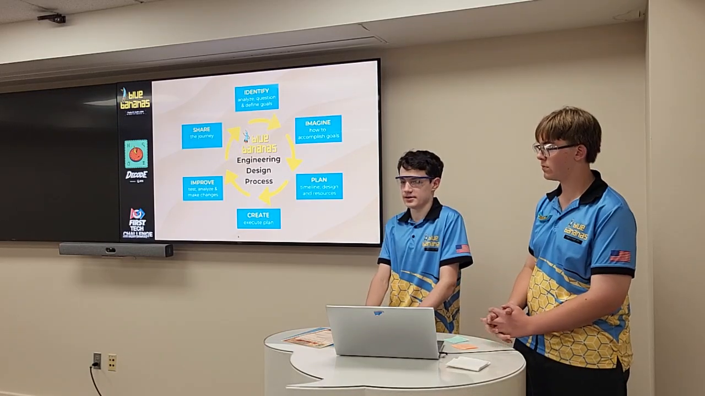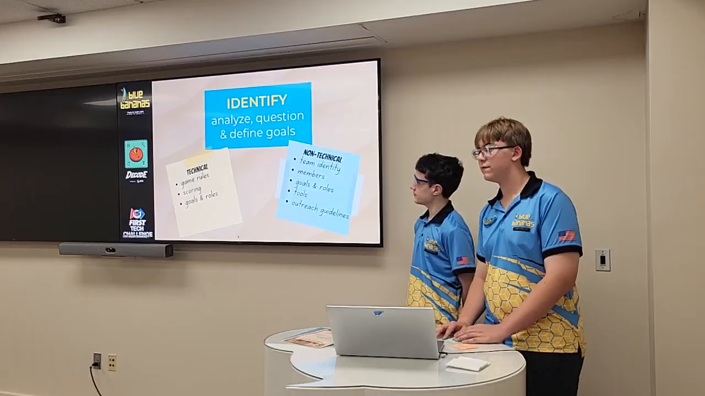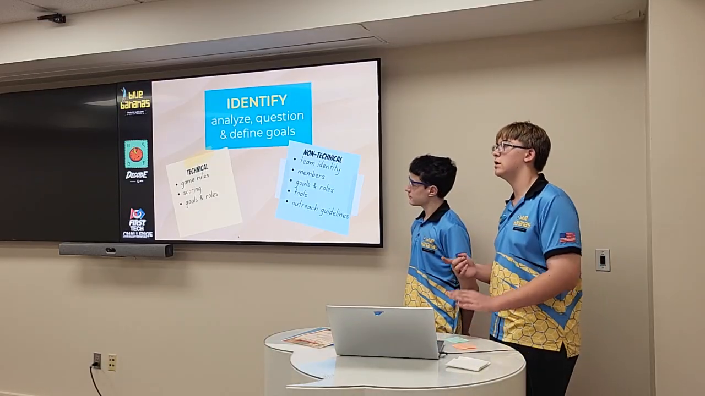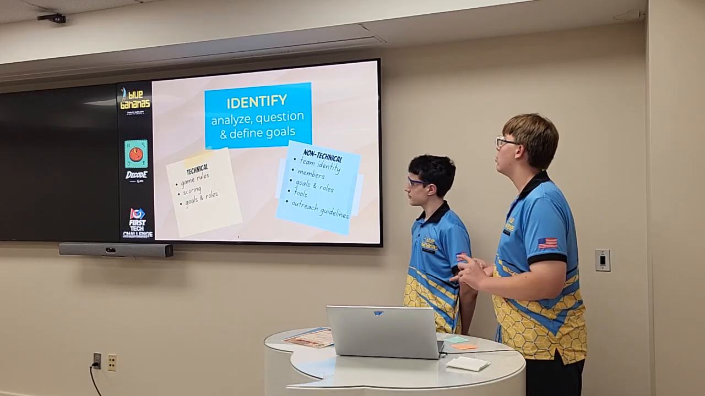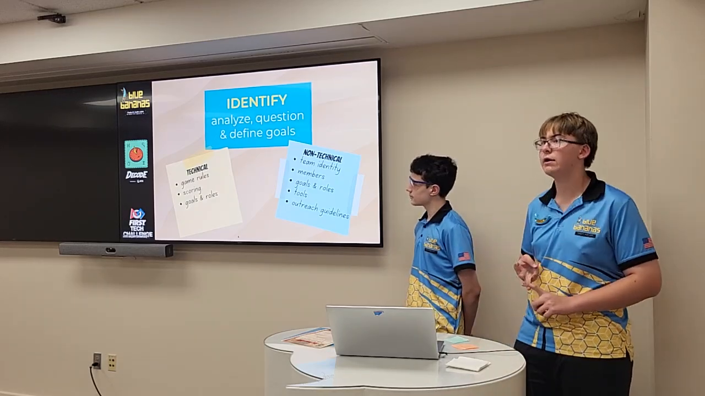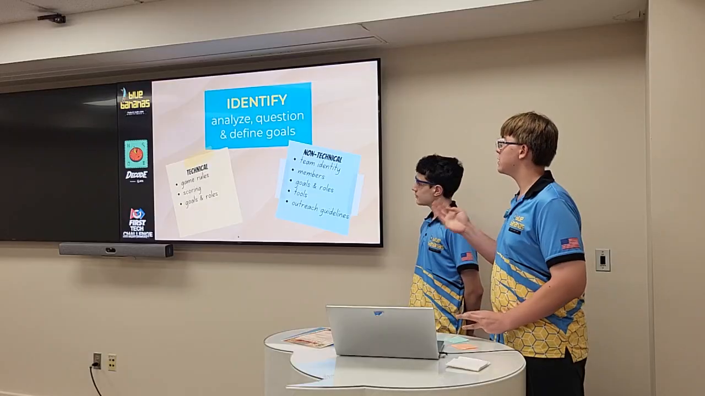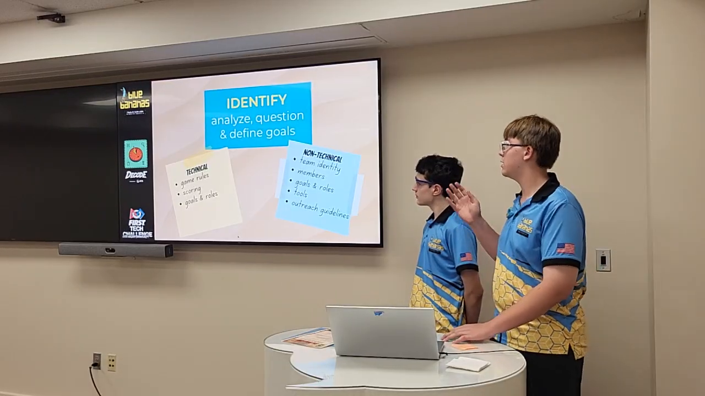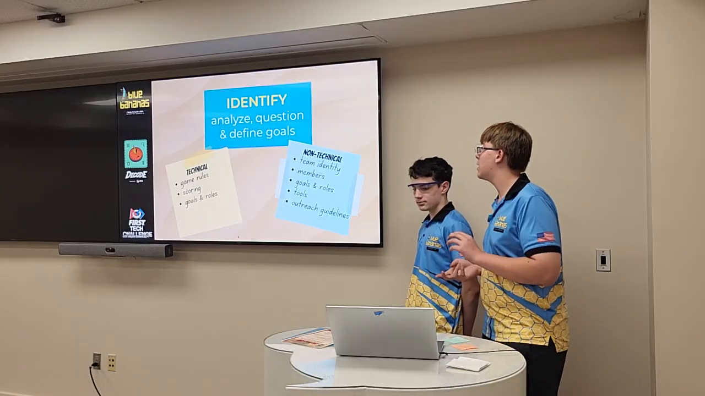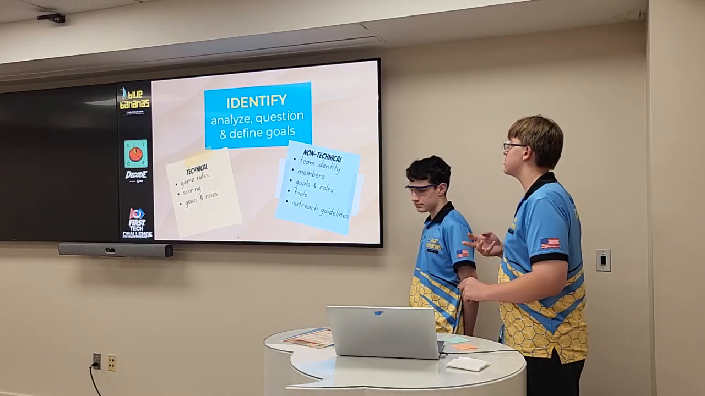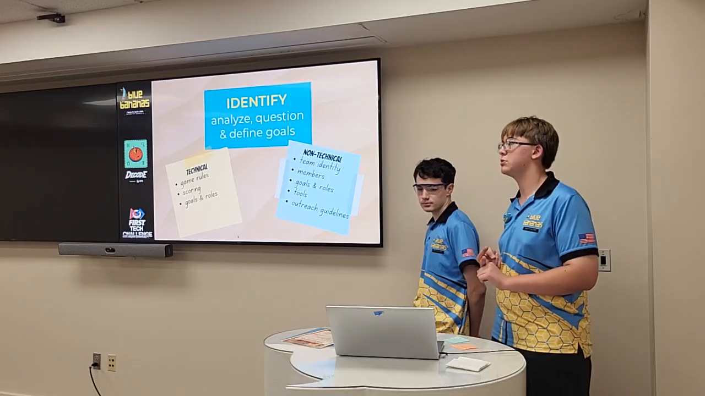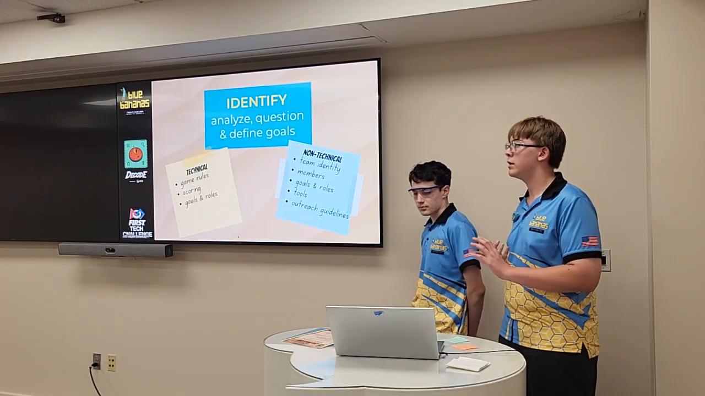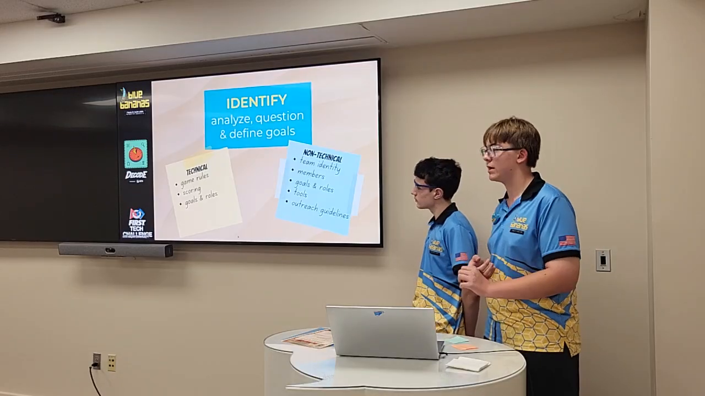So the first step in our engineering design process is identify. Identify, at least for us, is what we thought was analyze, question, and define your goals. On the non-technical side of identify, some examples that we found include team identity, what members are doing, the goals and roles that those members want to do, the tools that you might need for the next season, and identifying what your outreach guidelines are.